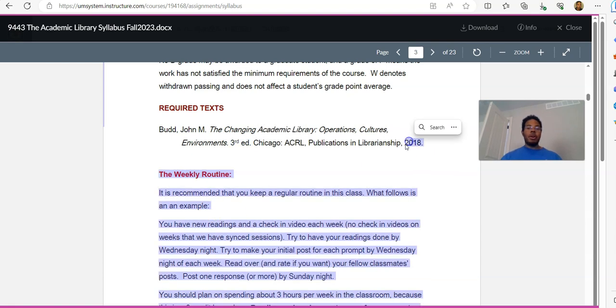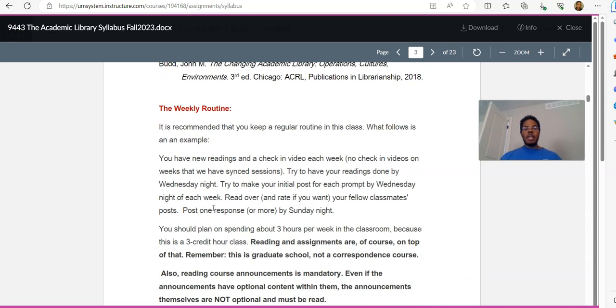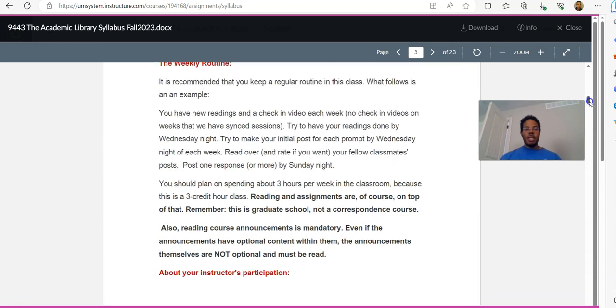And again, hopefully there are cheap used copies out there. The 2nd edition just would not suffice at this point. I'm actually kind of loose on the weekly routine, so I'm going to tell you what it says, but then I'm going to tell you a few other things, okay?